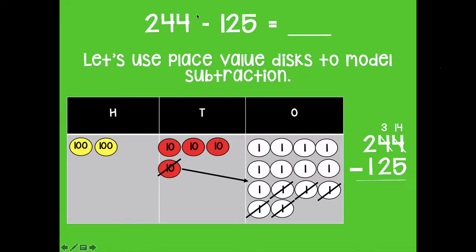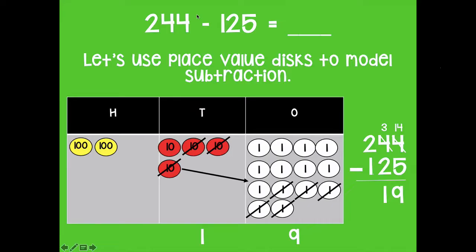How many ones do we have left now, friends? We can just count them. So 1, 2, 3, 4, 5, 6, 7, 8, 9. So we have 14 minus 5 equals 9. Then we move over to our tens place, and we have 3 tens minus 2 tens. So 1, 2, and we're left with 1 ten. We can model that in our vertical form by just putting our 1 in our answer.